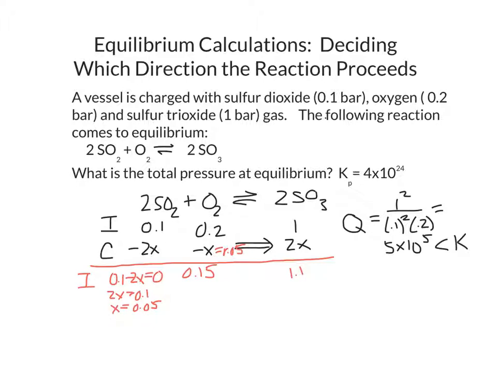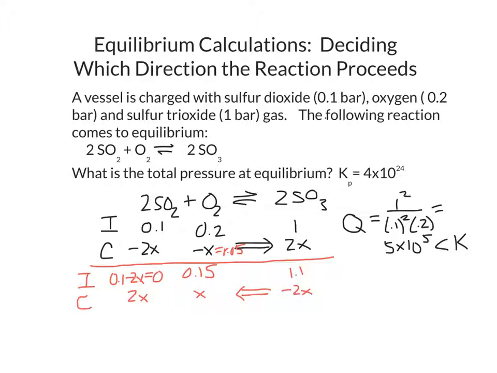So my new initial conditions are going to be that I have 0 of the sulfur dioxide, and I have 0.15 of the oxygen and 1.1 of the sulfur trioxide. Now I can see that I'm not at equilibrium because I don't have any of the sulfur dioxide. And so now to get to equilibrium, I actually need to go back a little bit towards reactants, and I need to make 2x of the sulfur dioxide, make x of the oxygen, and lose 2x of the sulfur trioxide.